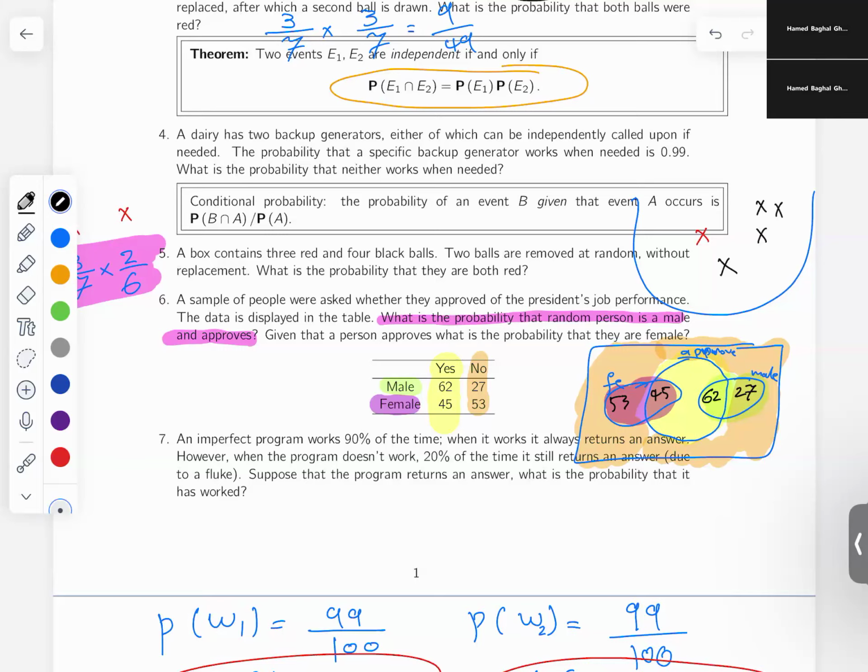Random person is a male and approve. So this means approve and male. This is the question. So the answer is 62 over everything. 62 plus. Do you understand? Is there any question about this?